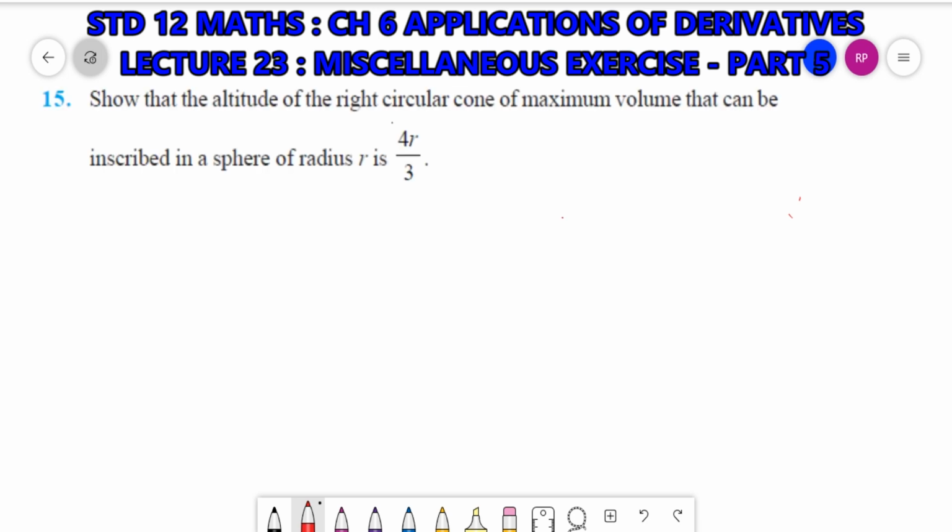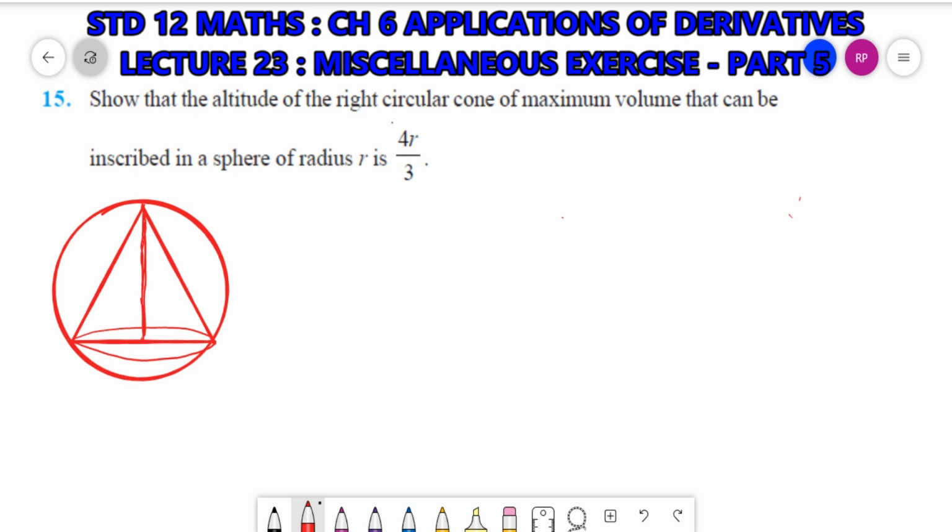Question 15. Show that the altitude of the right circular cone of maximum volume that can be inscribed in a sphere of radius r is 4r by 3. Okay, so let's draw the figure first. In this figure you can see a sphere and a circular cone inscribed in it. Let the radius of the sphere be r.